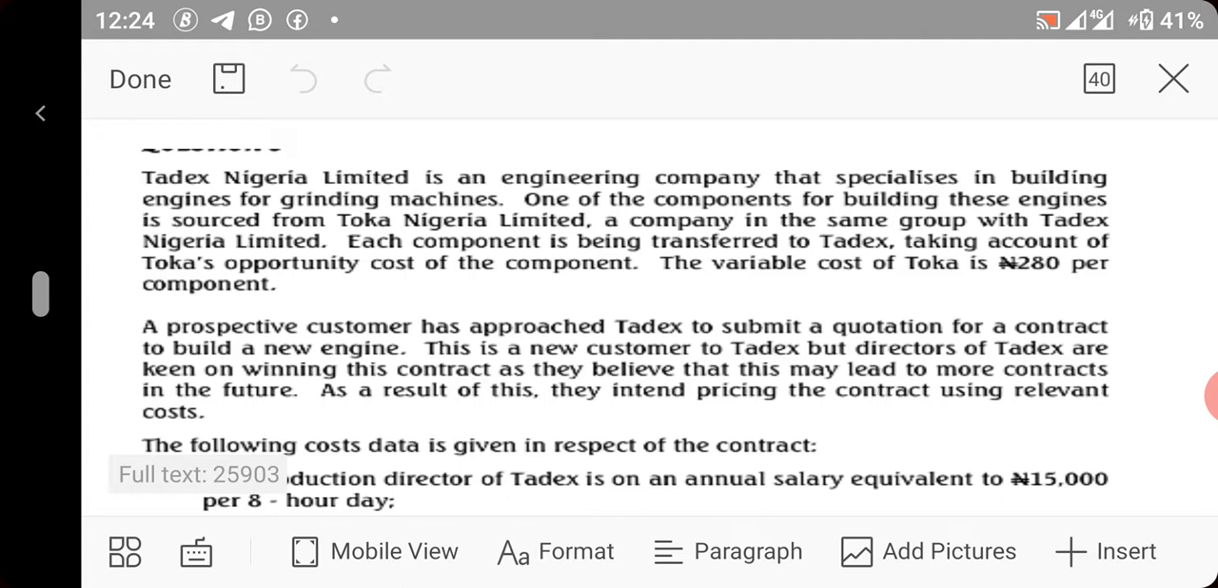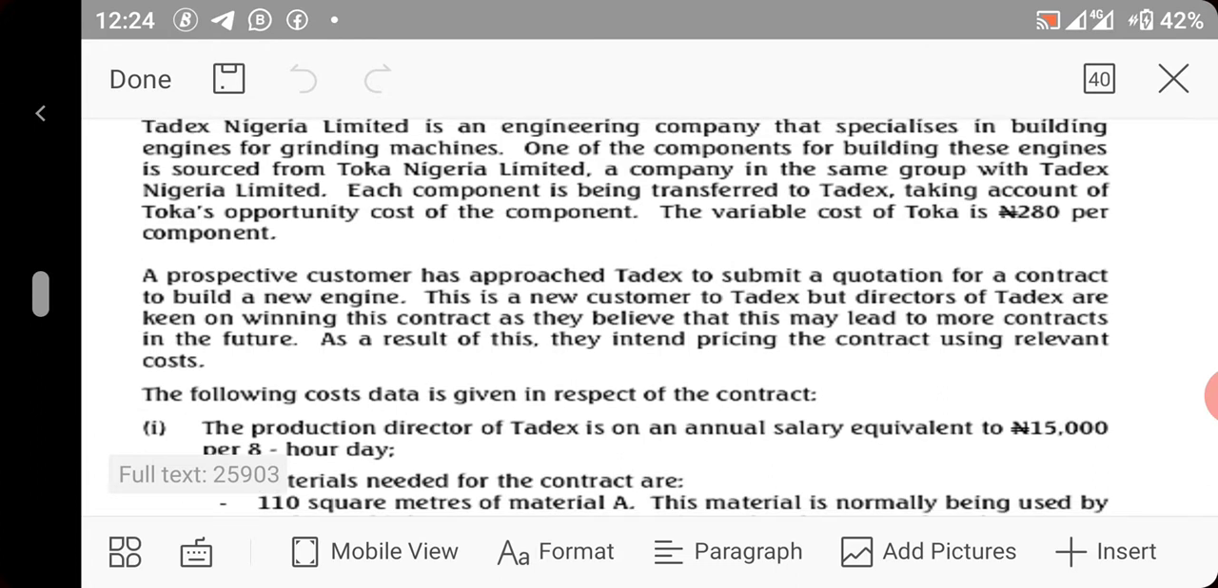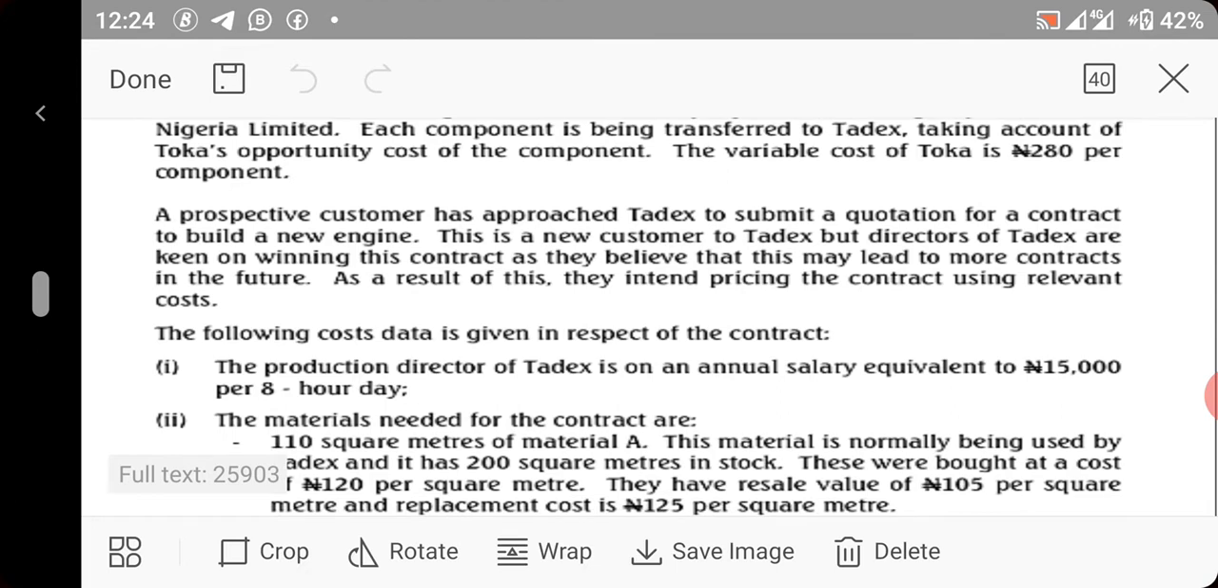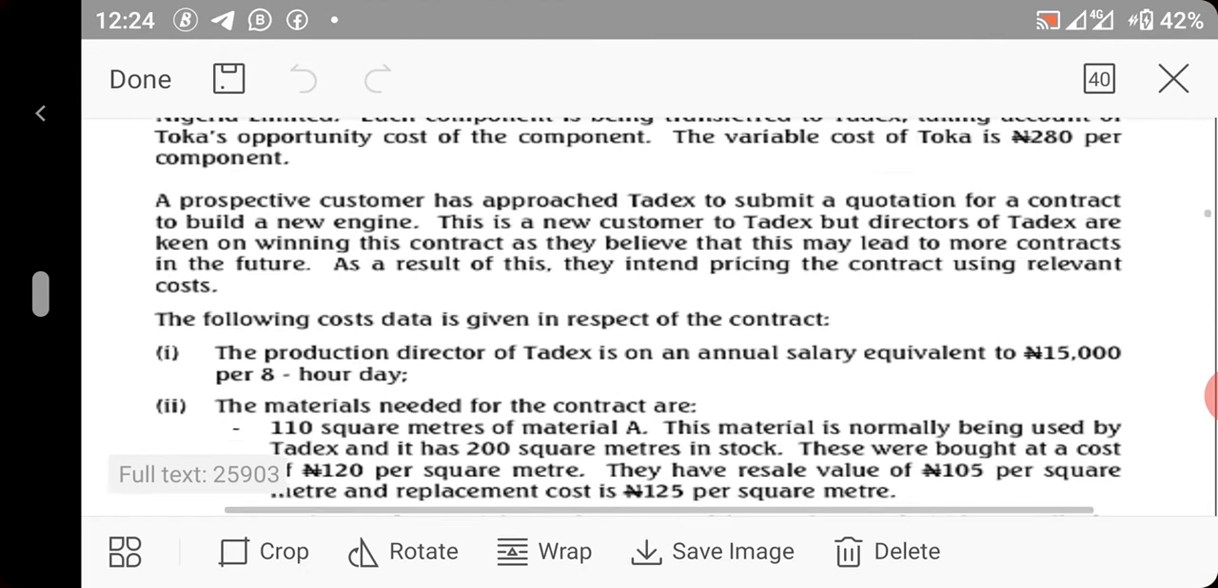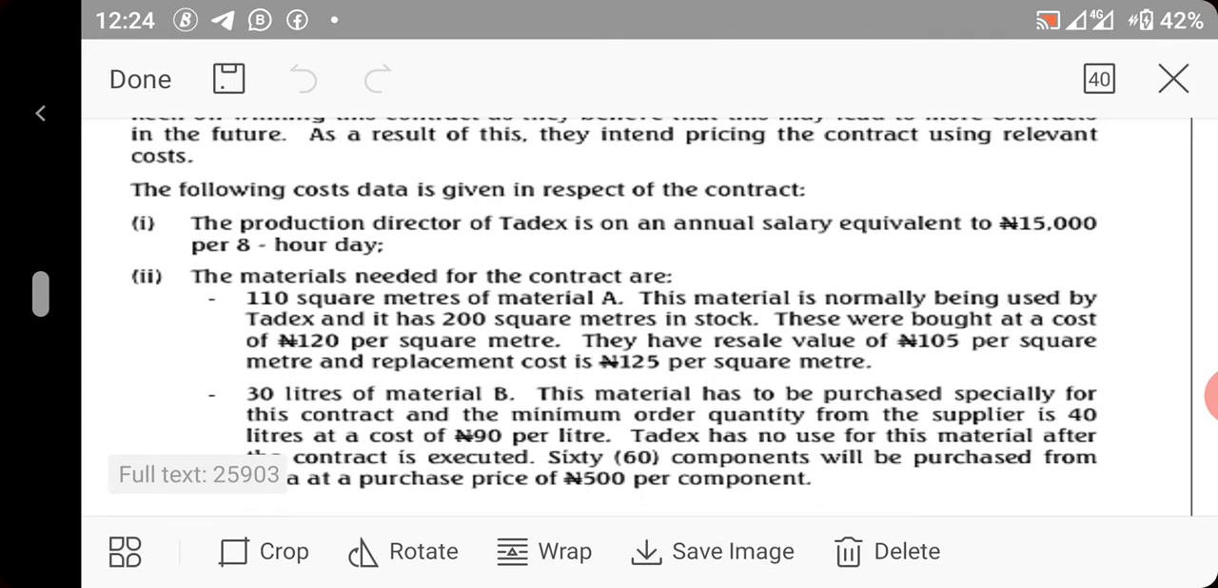A prospective customer has approached Tadex to submit a quotation for a contract to build a new engine. This is a new customer to Tadex, but directors of Tadex are keen on winning this contract, as they believe that this may lead to more contracts in the future. As a result, they intend pricing the contract using relevant cost. The following cost data is given in respect of the contract. I. Production director of Tadex is on an annual salary equivalent to 15,000 naira per 8 hours a day.